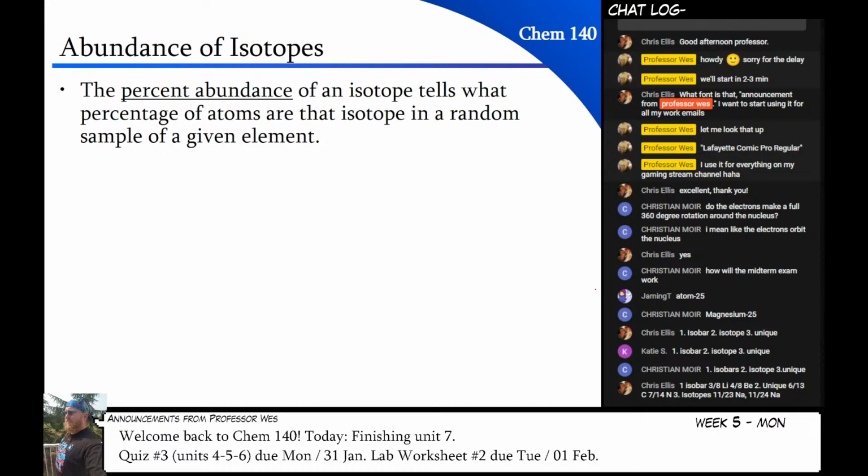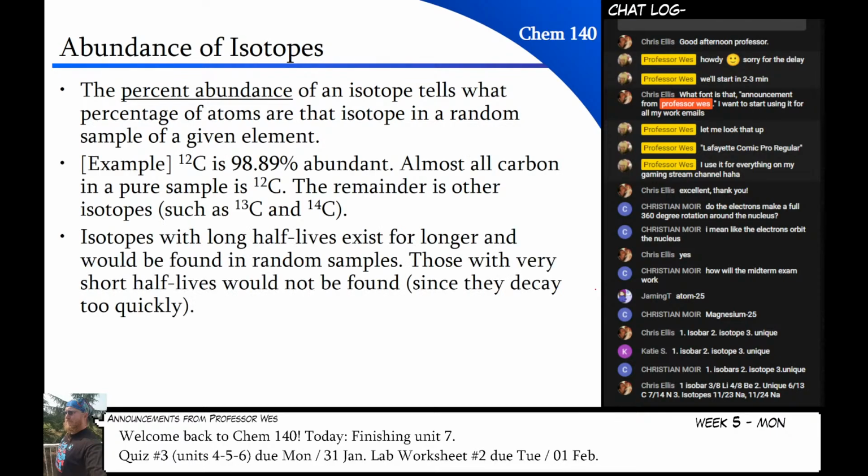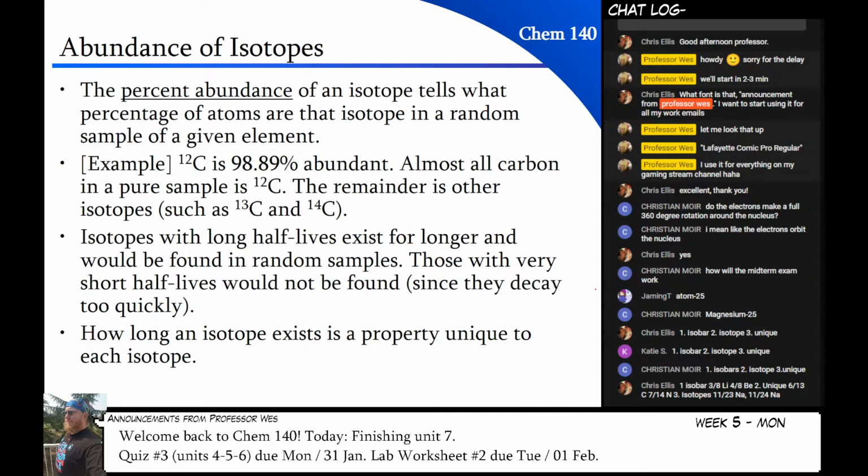But so we're going to take the percent abundance, and we're going to use that for a calculation. So that's really the only thing that I care about on this slide, is that percent abundance is what percentage of atoms that are that isotope for a given element. Atoms with high percentage abundances have the longest half-lives.